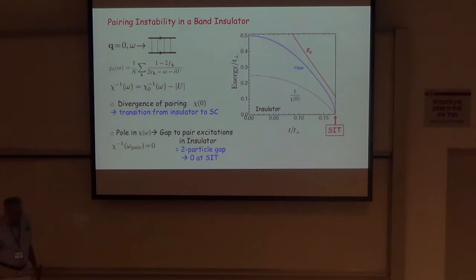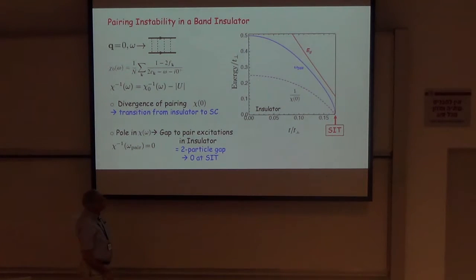But I can do more than that, and I can look for a pole in this two-particle propagator, and that's going to give me a gap to pair excitations in the insulator. So this defines the two-particle gap as opposed to the obvious single-particle gap in an insulator. And what I find is omega pair, which is the blue line, actually goes soft. So there's a finite energy to make a pair excitation in the insulator, but as I go towards the superconductor, that goes soft, and in fact, in the superconductor, you can always slip a pair into the condensate.